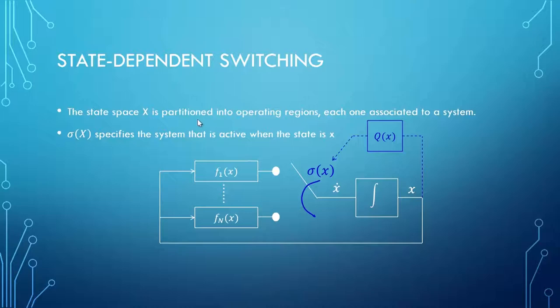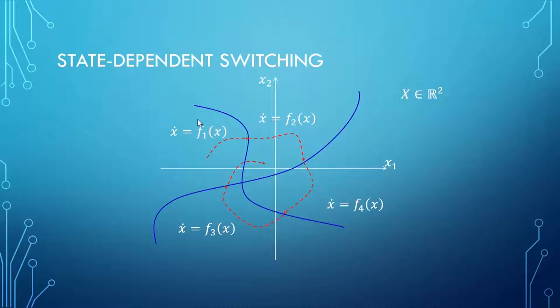Okay. So if you have four subsystems, four systems F1 to F4, and you define some state dependent switches, which are these blue lines, that means that when the state, this is a phase portrait, right? So every point on this surface is a state. When your state is here on the boundary of this line, it will switch to another system. Okay. That's state dependent switching.